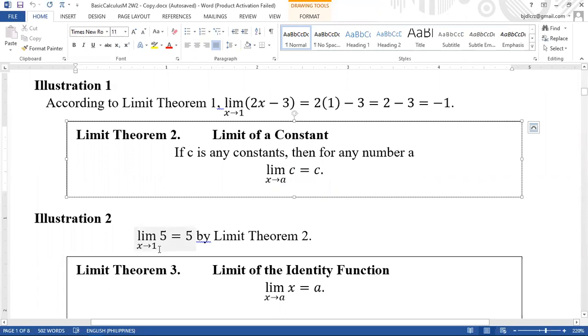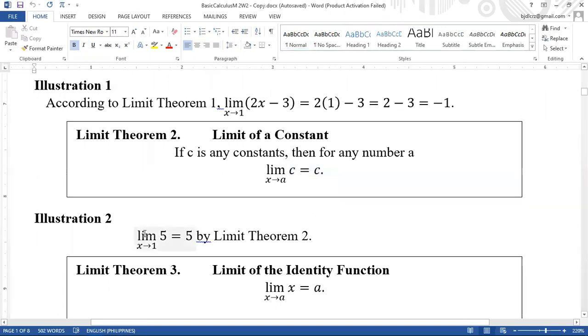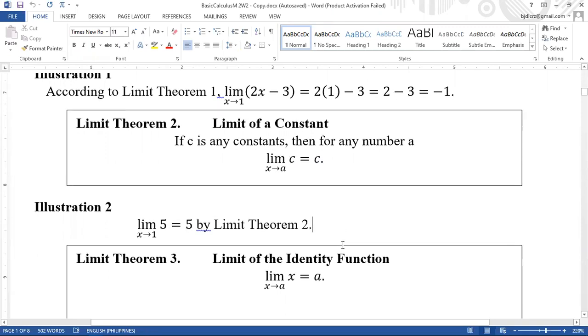For example, the limit of 5. So what is the answer? If there is no x with it, for example, the limit of 5 as x approaches 1, the limit would just be 5, because it is a constant. There is no x that we can substitute 1 into. So that is the limit of a constant.